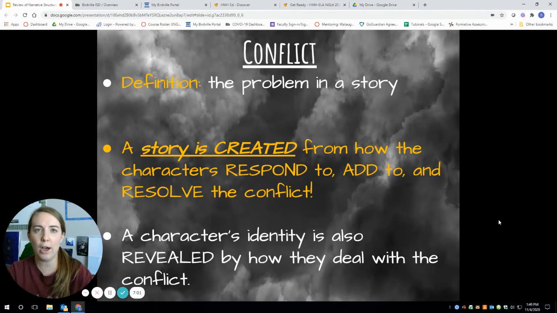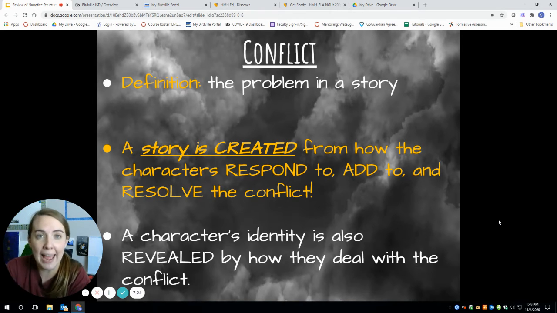All right, so let's review conflict again really fast. Conflict, the definition, is basically just the problem in the story. What is the main character's problem? Is the problem inside of them? Is it internal? Are they warring with themselves over something? Is the problem external? Is there something that they need to get or need to do, but they can't? Most stories actually have both of those types of conflict in there.